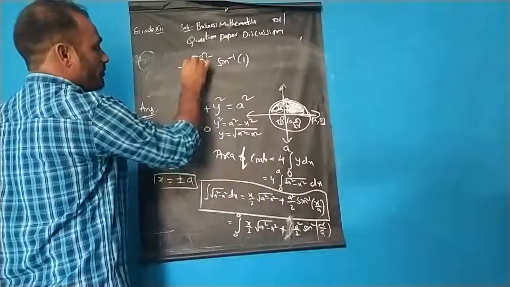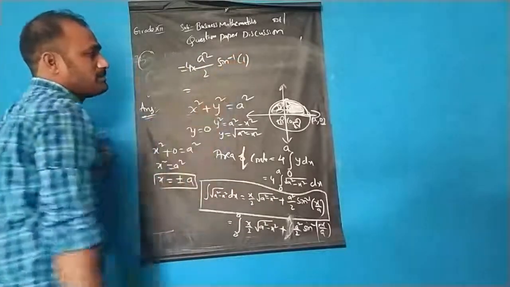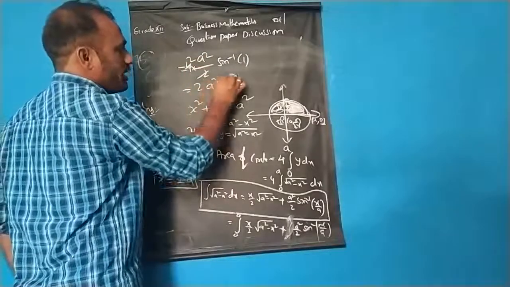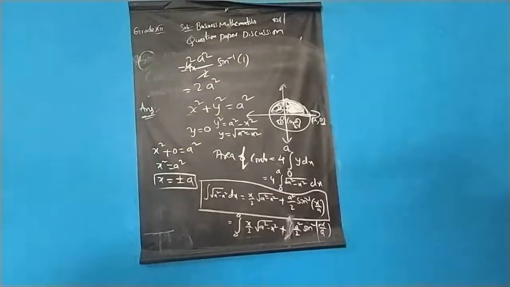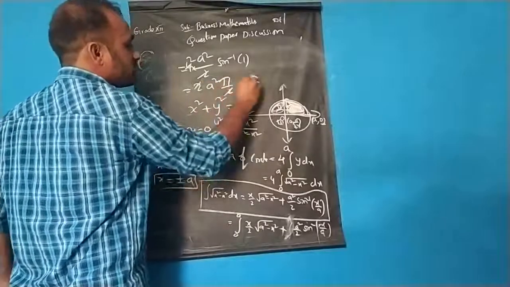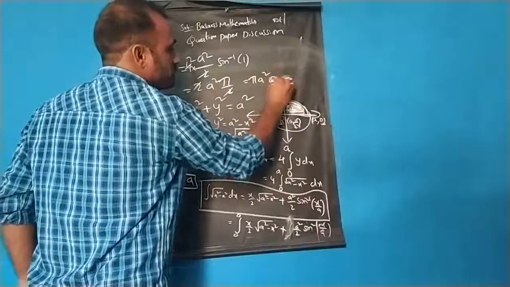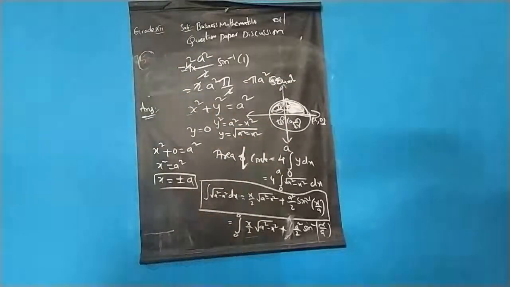In front there is 4, that we have to remember. So sine inverse of 1: when is the sine equal to 1? Sine 90 degrees. So 4 into a square by 2 into sine inverse of 1, which is pi by 2 at 90 degrees. The 2 gets cancelled, so the answer is pi a square square units. So this will be the answer of the 58th question.